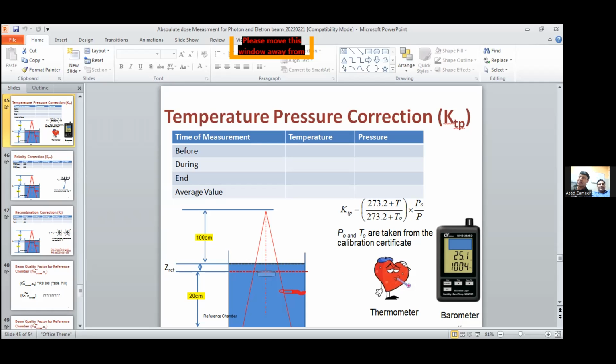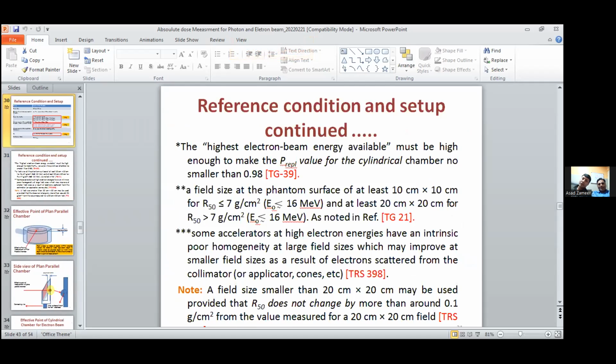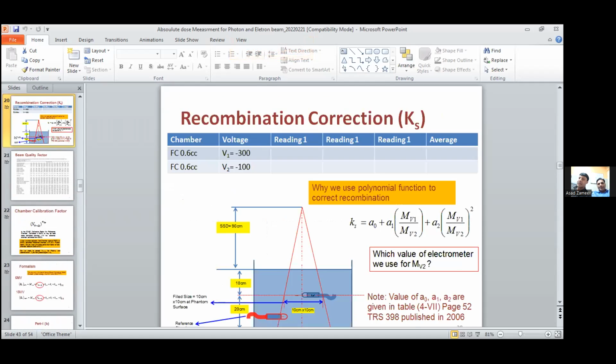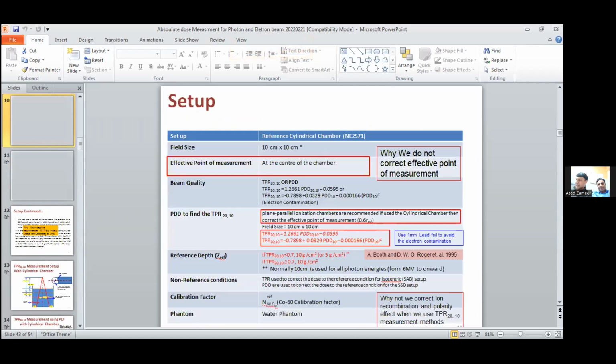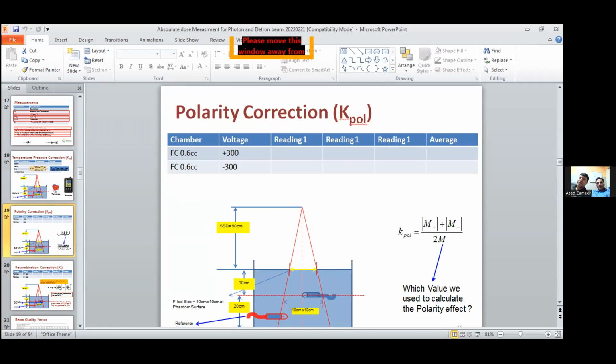In the last lecture, you said that for the polarity correction, we take a measurement at minus 300 volt. For example, if our ion chamber is being operated at minus 300 volt, then for polarity correction, we take plus 300 volt, and then we find the polarity correction factor. Do we mean that minus 300 volt and plus 300 volt is the difference between measurement of electronic current and ionic current? Does it mean like that?